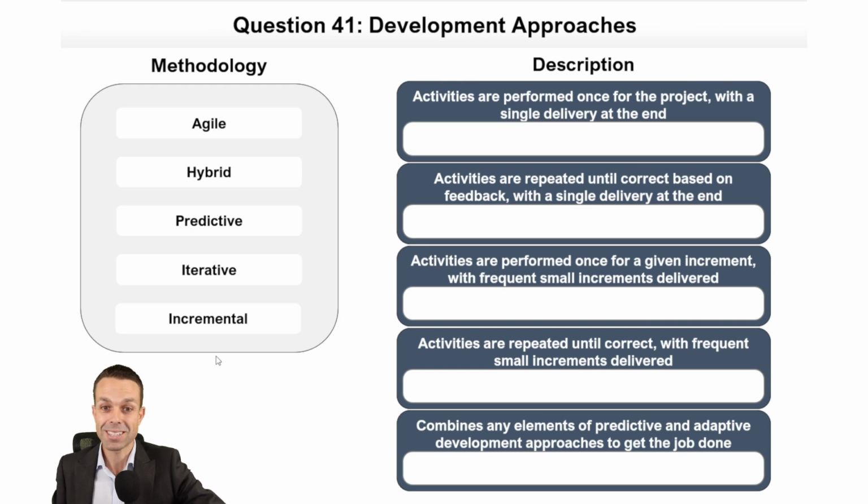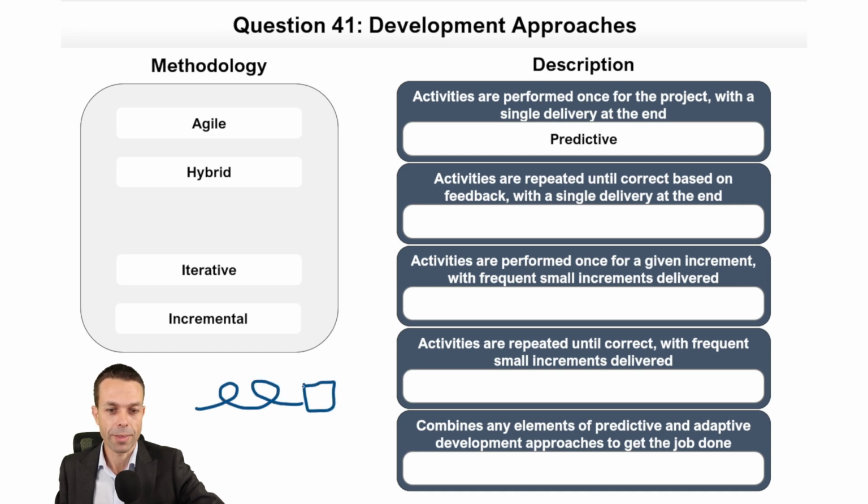Development approaches. Activities are performed once for the project with a single delivery at the end. That sounds like a predictive or a waterfall method, or a traditional method, they might call it as well. Activities are repeated until correct based on feedback. So repeated until correct with a single delivery at the end. That sounds to me like we're iterating towards success there until the end.